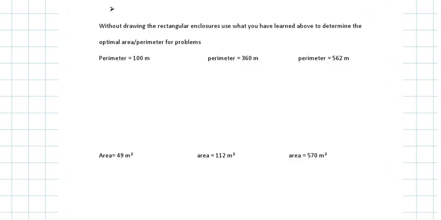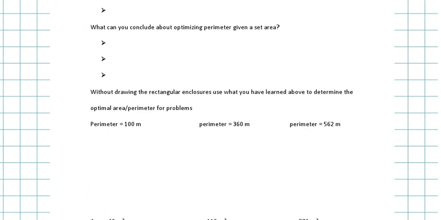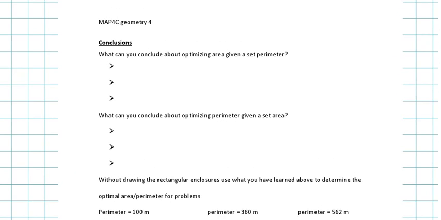So what can you conclude about optimizing area given a set perimeter? What did we learn? What does optimizing area mean? They give you the maximum or minimum. When I'm talking about area, is it maximum or minimum? Maximum.